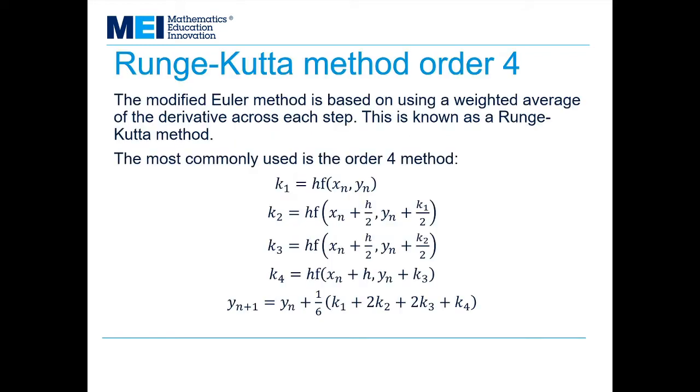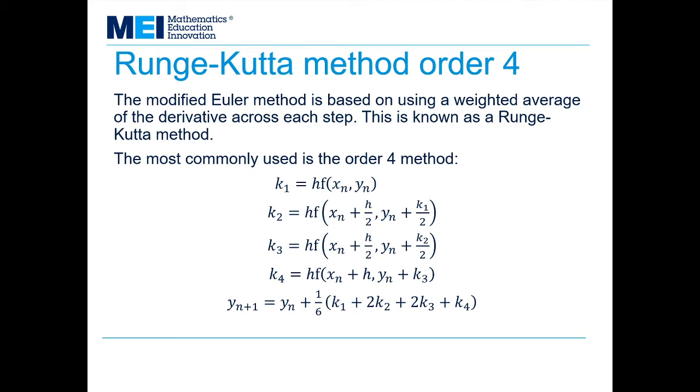Now, the modified Euler method that we've already seen is based on using a weighted average of the derivative across each step. This idea of averaging is known as a Runge-Kutta method, but when people say the Runge-Kutta method, what they usually mean is the Order 4 method.